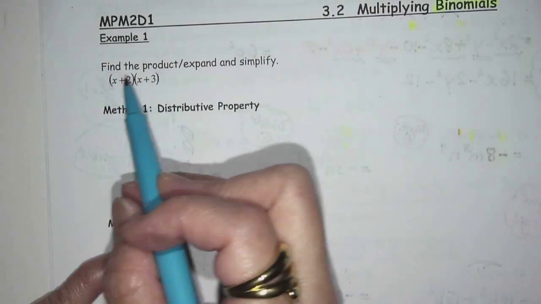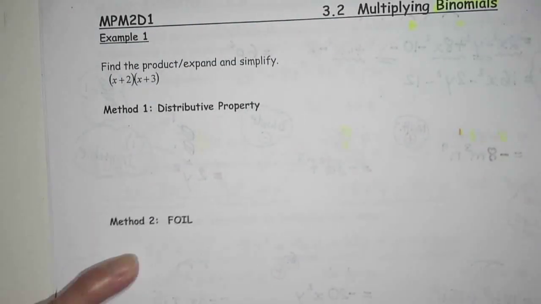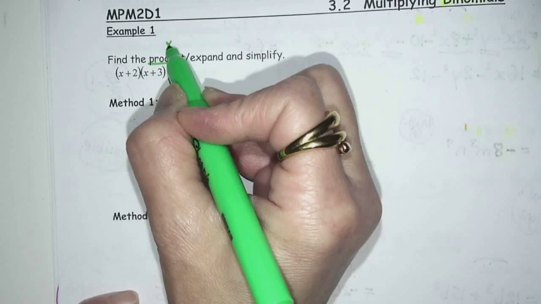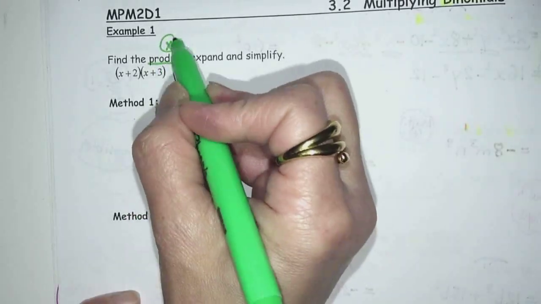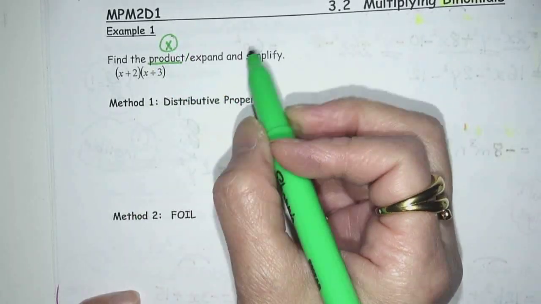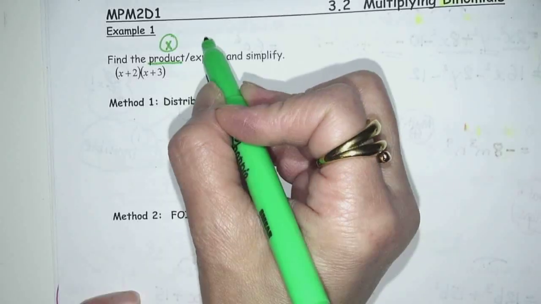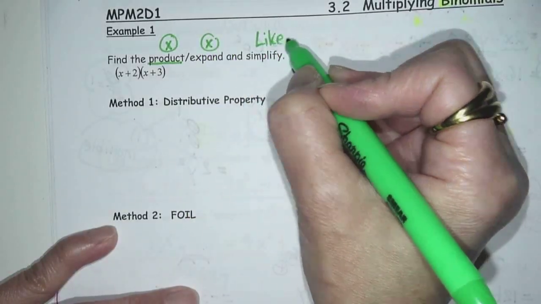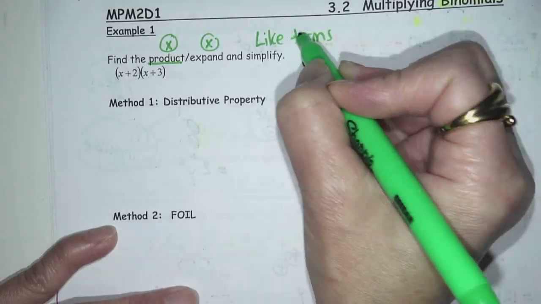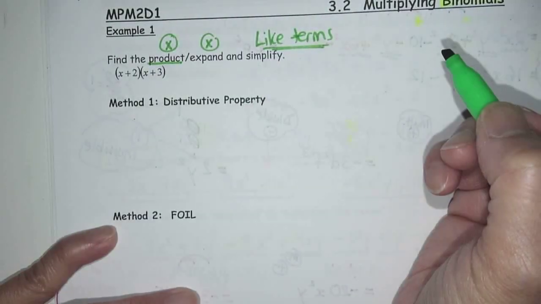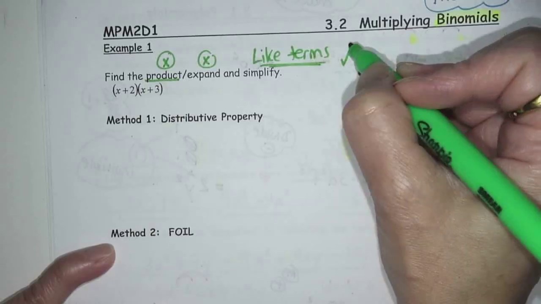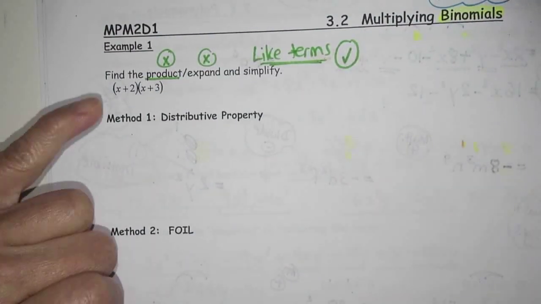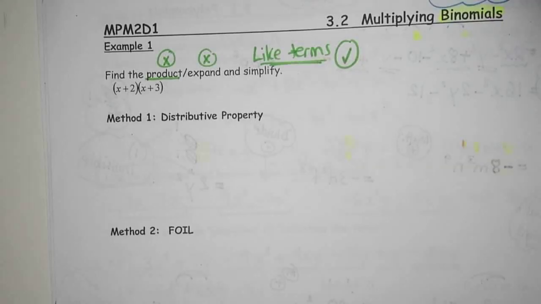And what they might say in the instructions is they might say find the product. Product means multiply, right? They might say expand and simplify, which means expand would be multiply, simplify means collect like terms. We're always assuming that you are collecting like terms, so even if it doesn't say, we want to always do that. All right, there's two methods to understanding how they expand two binomials.